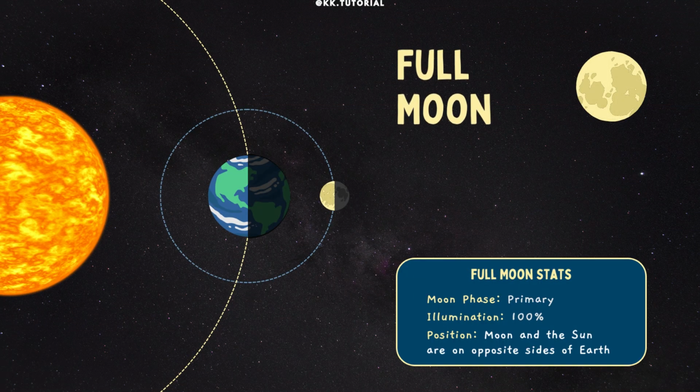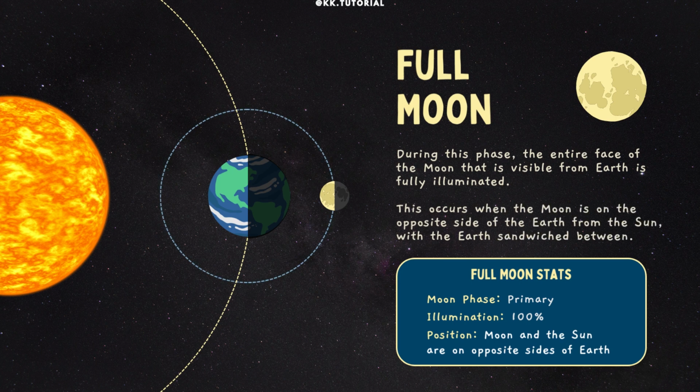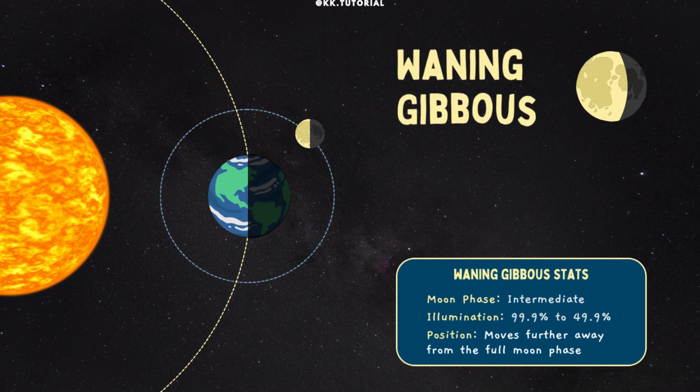Full moon. This is the fifth phase of the moon when the sun and the moon are on the opposite side of the Earth. During this phase, the entire face of the moon that is visible from Earth is fully illuminated. This only occurs when the moon is on the opposite side of the Earth from the sun, with the Earth sandwiched between.